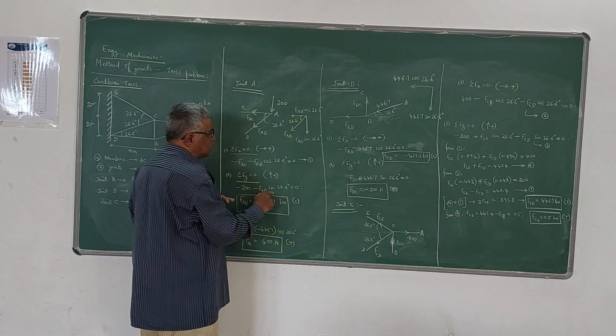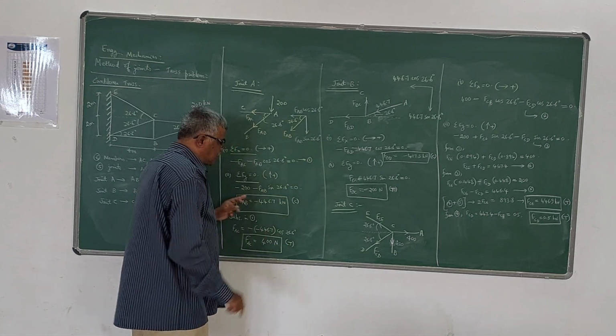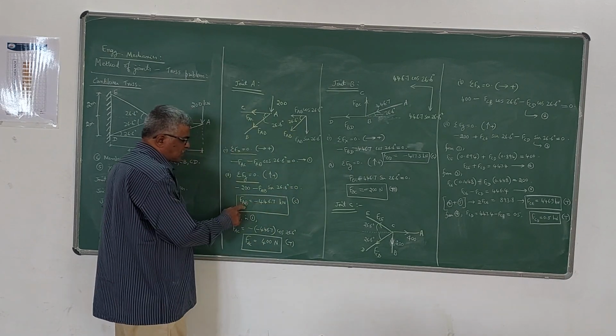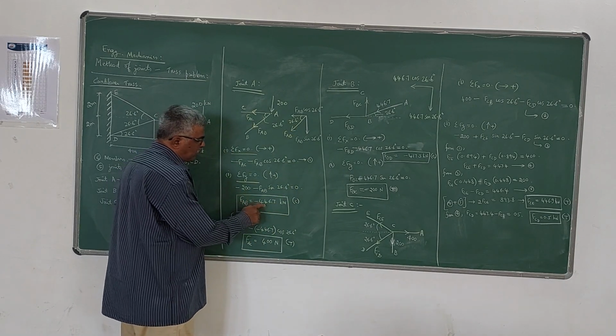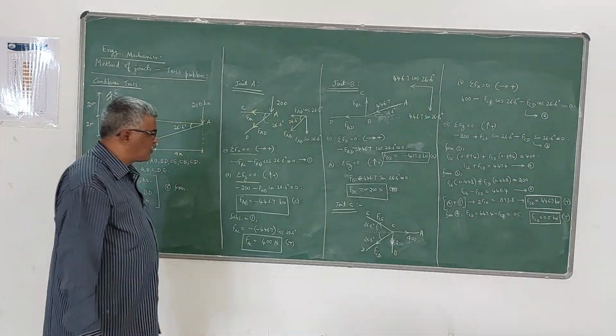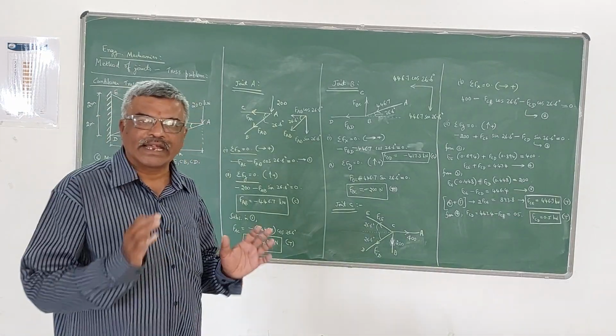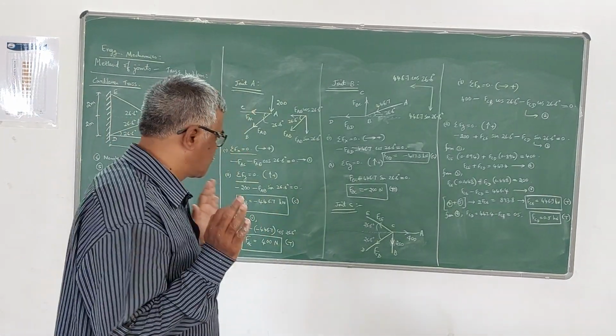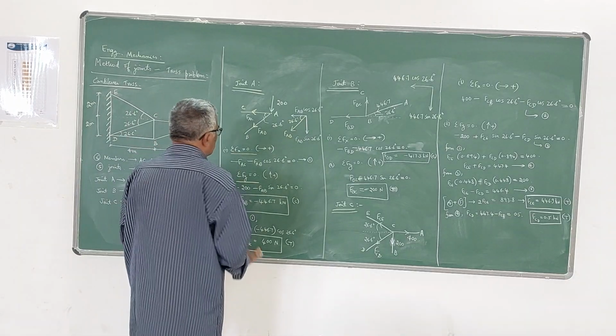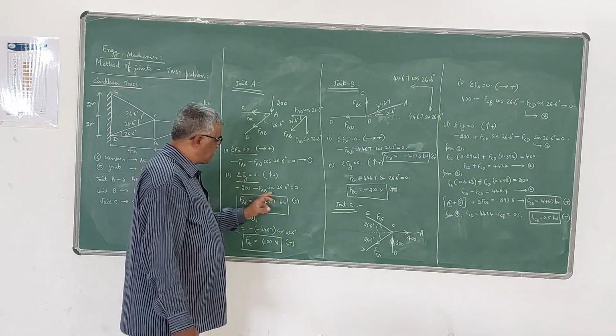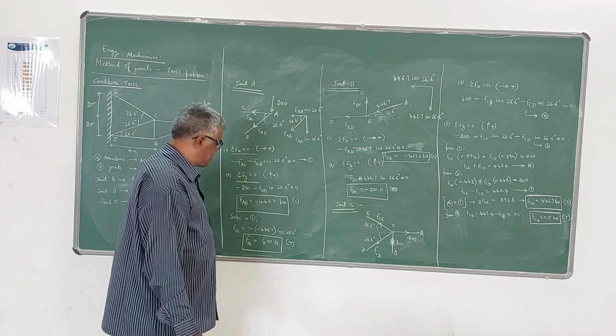Minus FAB sin 26.6 degree is equal to 0. So from this you can solve for FAB. You are going to get minus 446.7 kilonewton. Since it is negative, the force is compression force C. So force in the member AB is this much. It is compressive in nature.